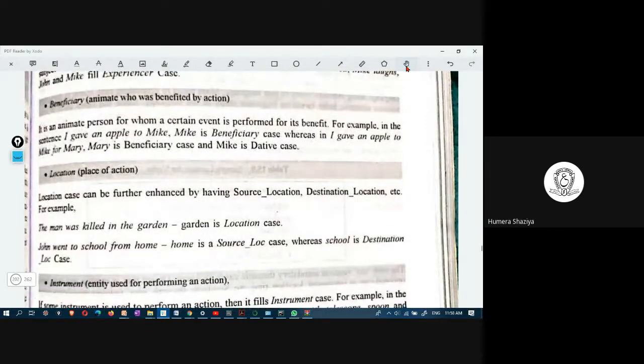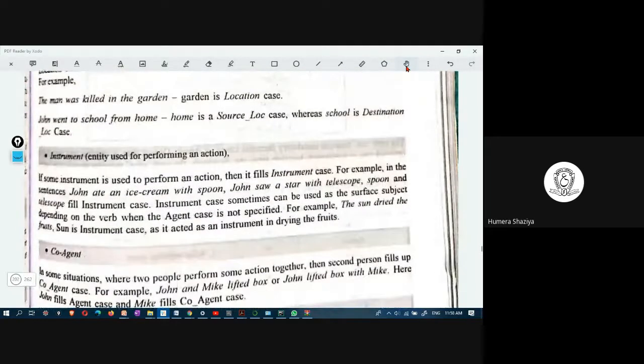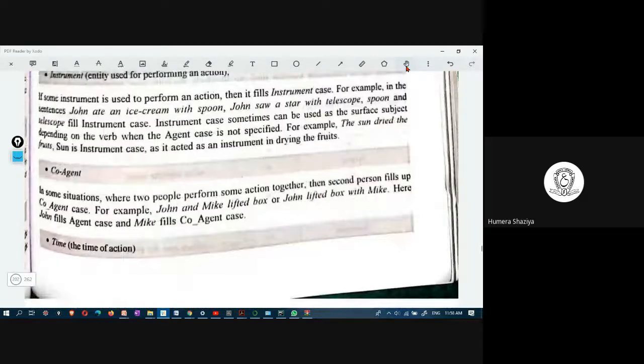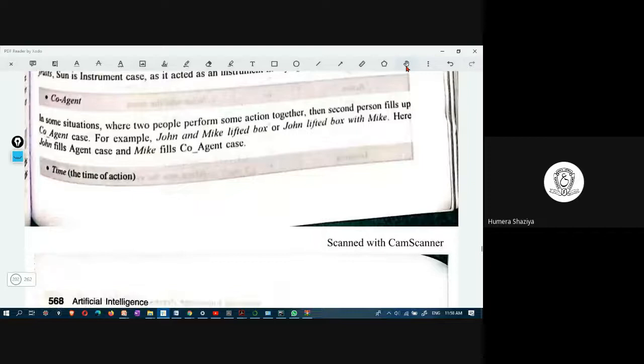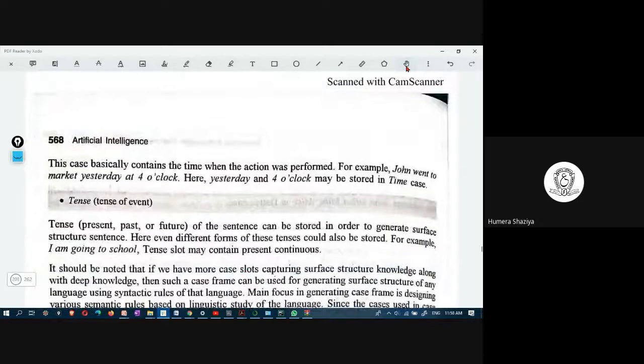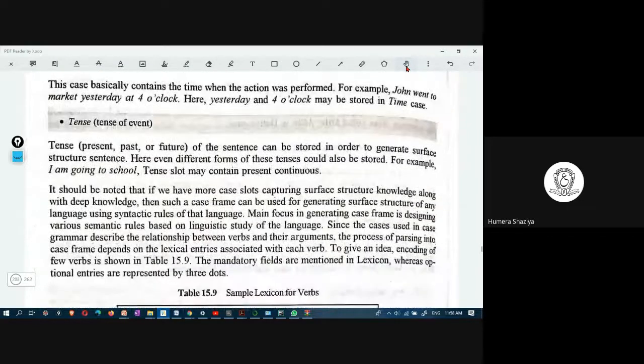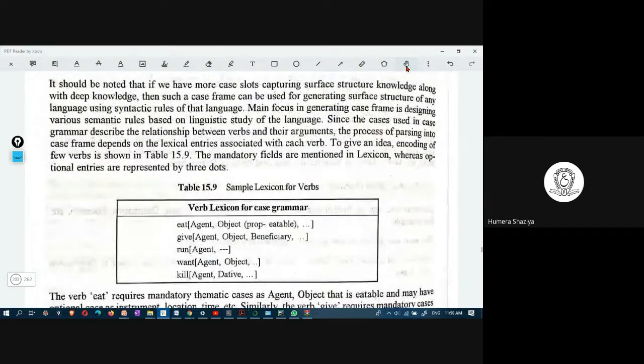Location is the place of the action. Instrument is how you are performing the action. Co-agent is any other agent who is performing the action. Time is when the action is performed. Tense is whether the action is still being performed, or was performed, or is going to be performed. So these are all necessary elements in order to understand case grammar.